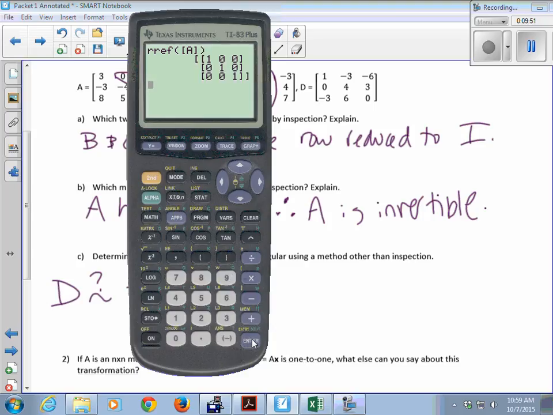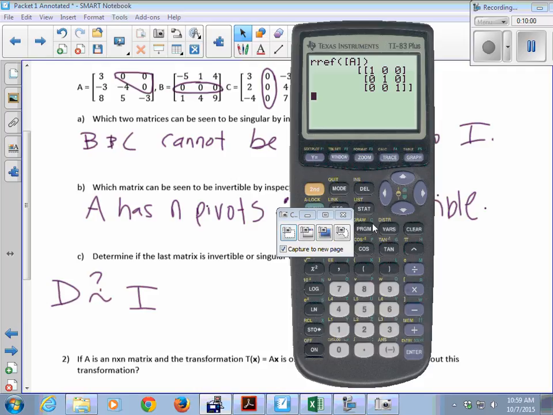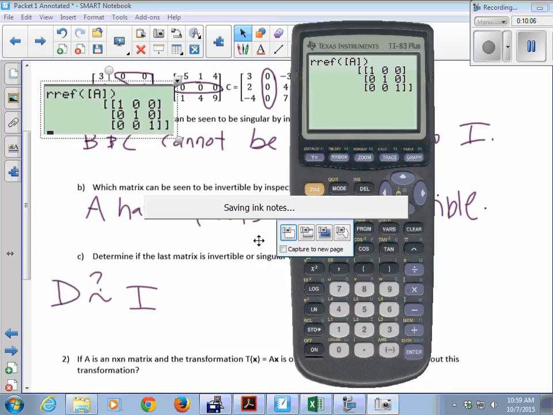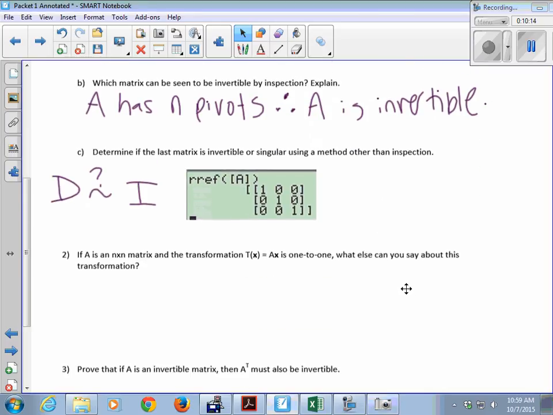Get the identity. So you were able to see that just by doing a couple of steps in your head. That's cool. I mean, you don't really need to solve for the identity. Yes, you also can just do enough to get 3 pivots. Yeah. Yep. Absolutely. Okay. So D is invertible.